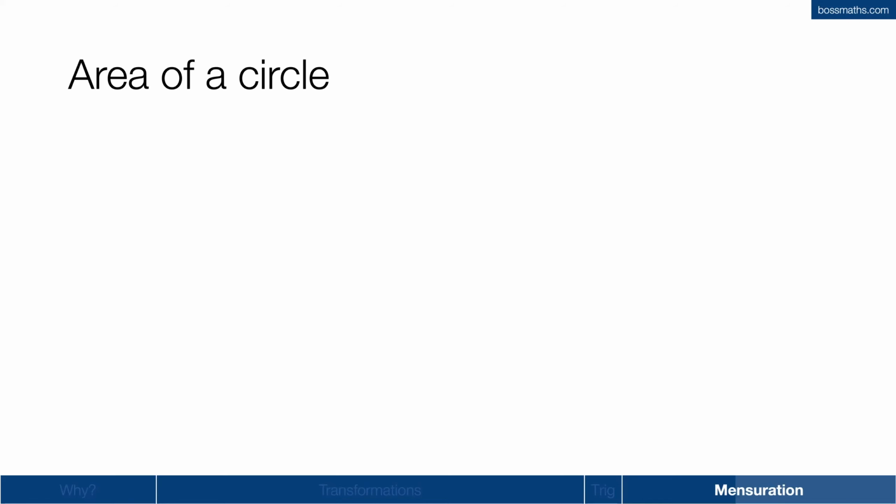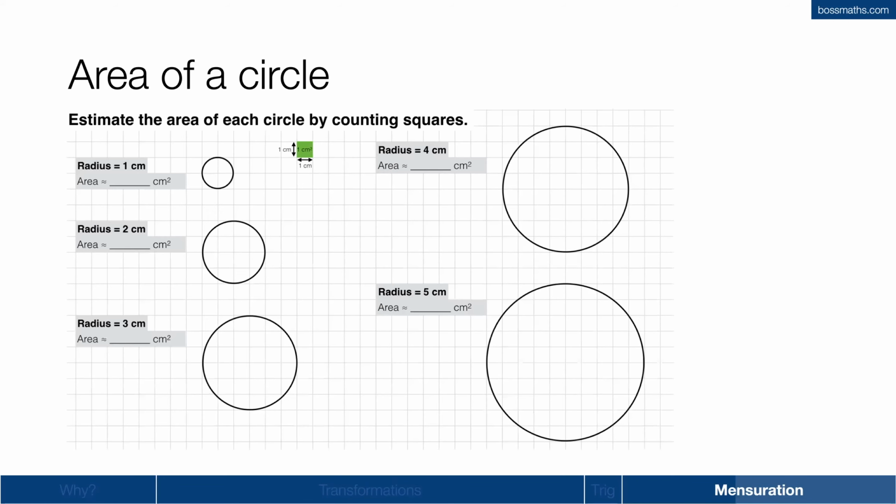So personally, I think there's huge value in activities like this one, where you get students counting squares, which kind of calls back to something they would have done years earlier when they were first being introduced to areas of rectangles in primary school. Now, of course, counting squares will only give us approximate areas for a circle, but that's perfect motivation for needing a formula.